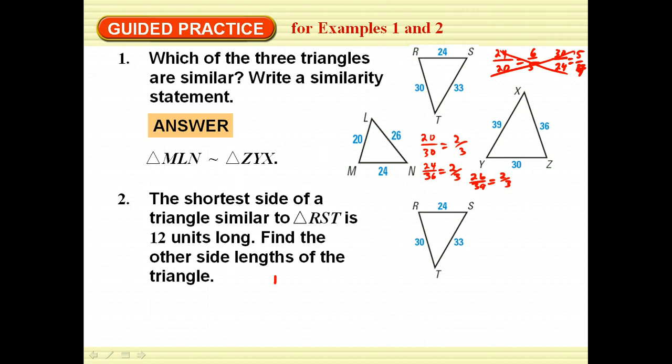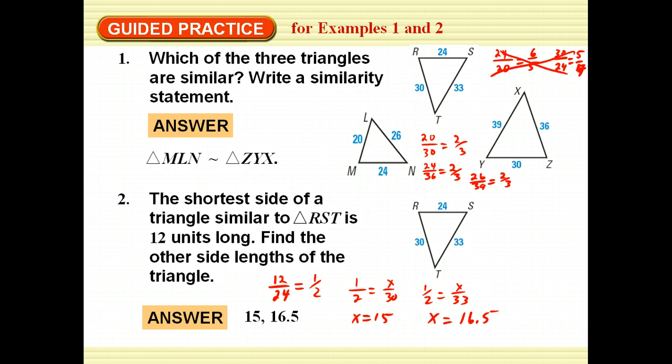So I will get my ratio by saying the shortest side of the similar one to this one is 12 over 24, or 1/2. So I will use 1/2 is equal to what over 30, and find out that x is 15, and 1/2 is equal to what over 33, and find out that x is 16.5. So the answers are 15 and 16.5.